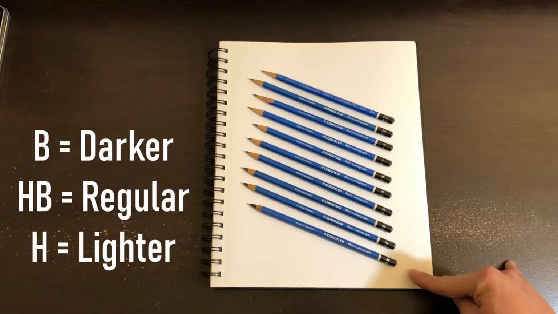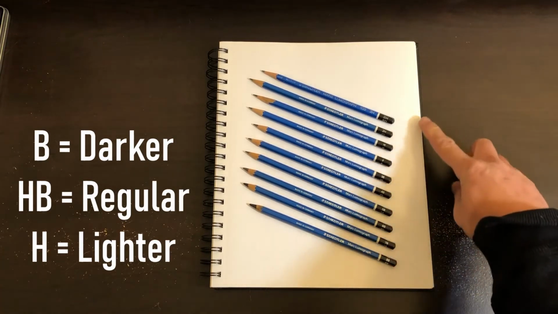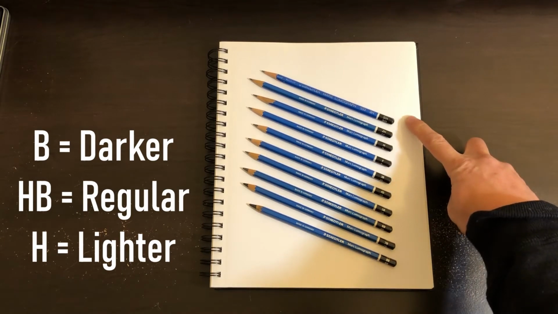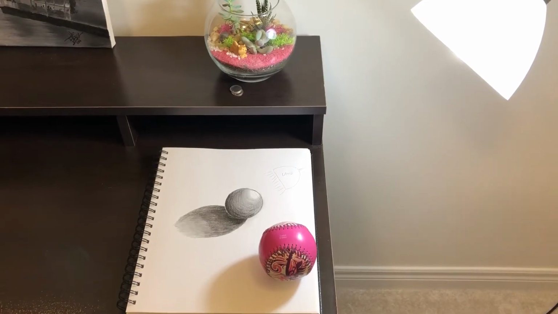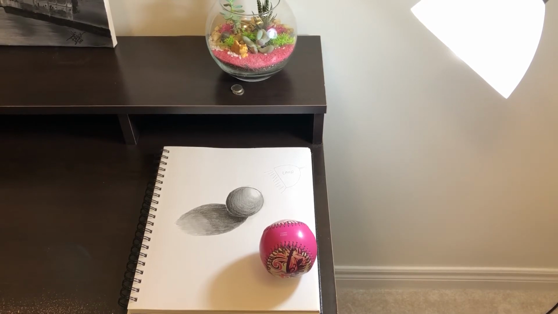The higher the grade on the B side, the darker it will be, and the higher the grade on the H side, the lighter the pencil will be. If you don't have different grades of pencils, you can use whatever pencil you have, and just make sure that you press down harder on the darker area and press down lighter on the light area.